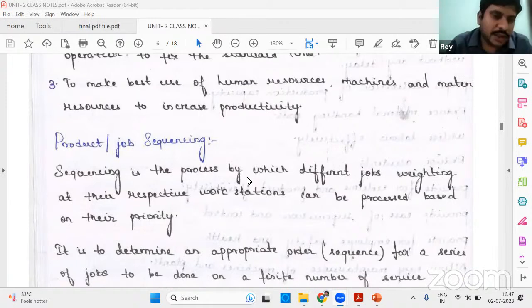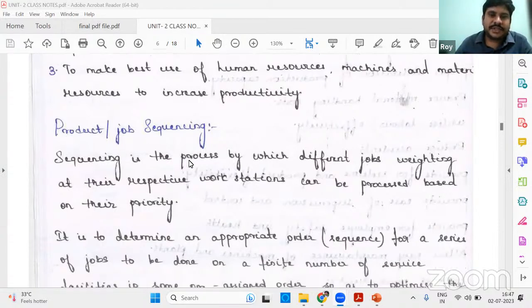Remember this. If you are writing your notes, write down this point. The type of job, if we can arrange in a sequencing order. Sir, could you please tell slowly, sir, we are writing? Yeah, just write down, copy this definition. Product sequencing or job sequencing. This paragraph.